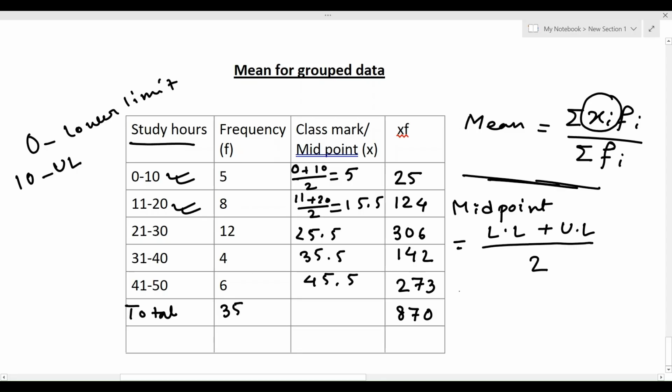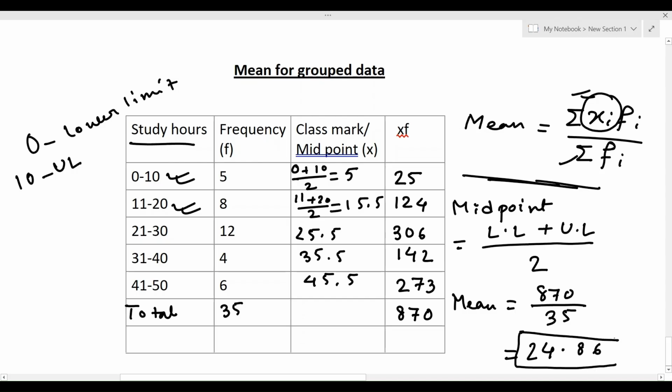Now we have to put these values into the formula of mean. It will be 870, that is the value of summation xi fi, divided by summation of fi. Now the summation of fi is nothing but 35. If we divide 870 by 35, we will get 24.86. So, this is our required answer.